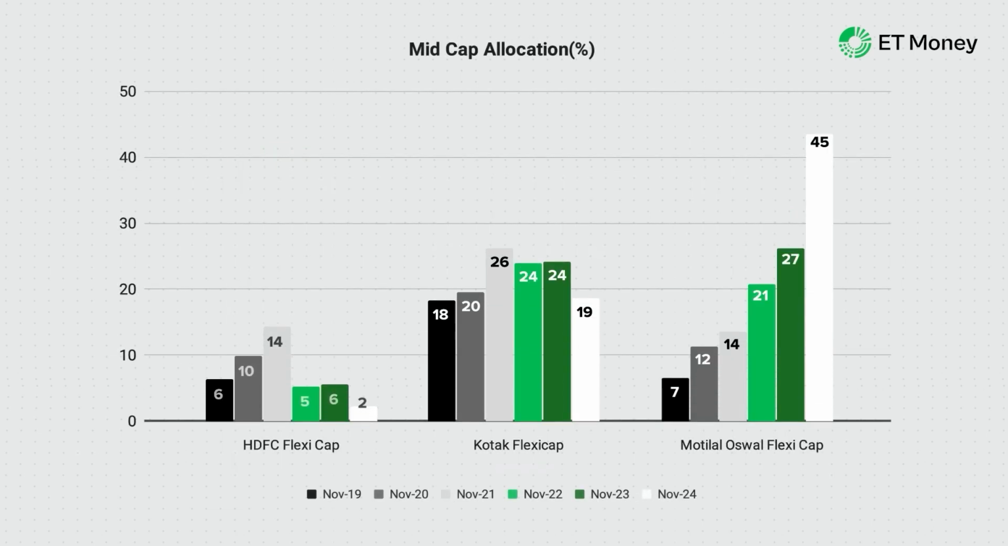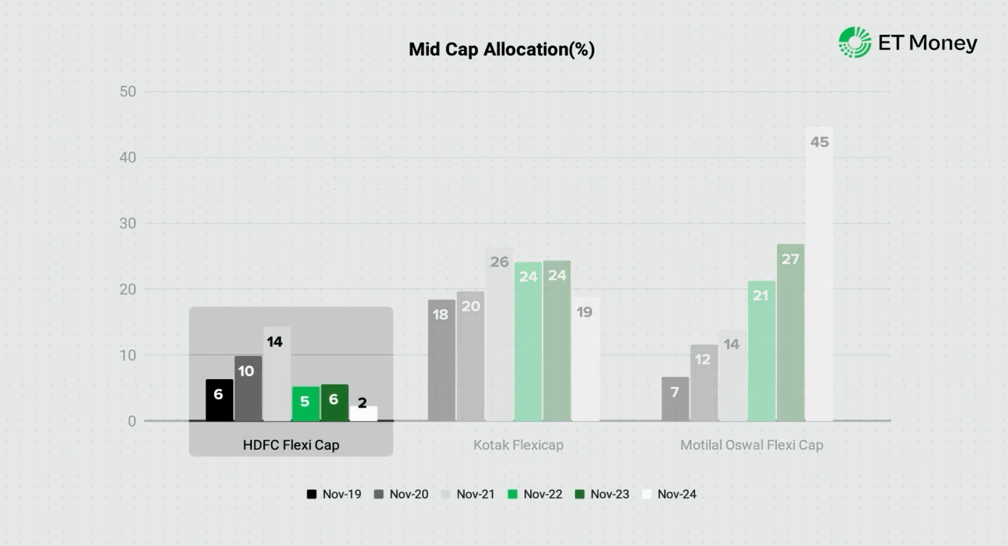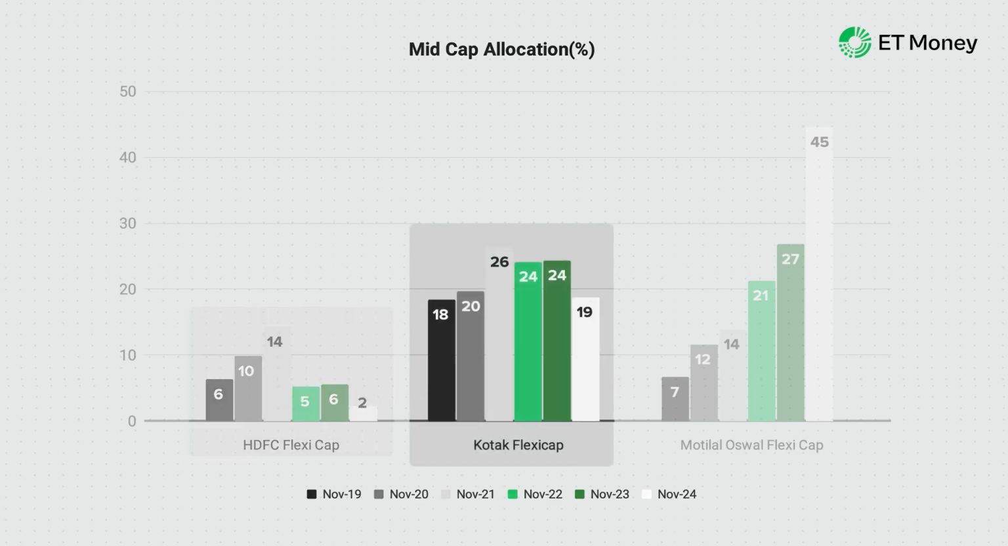So let's look at the allocation to mid cap stocks. HDFC Flexi Cap's mid cap allocation went up from 6% in November 2019 to 14% in 2021. But the fund manager lowered it to 2% in November 2024. Kotak Flexi Cap's allocation to mid caps has ranged between 18% and 26%. The deviation is not much here.